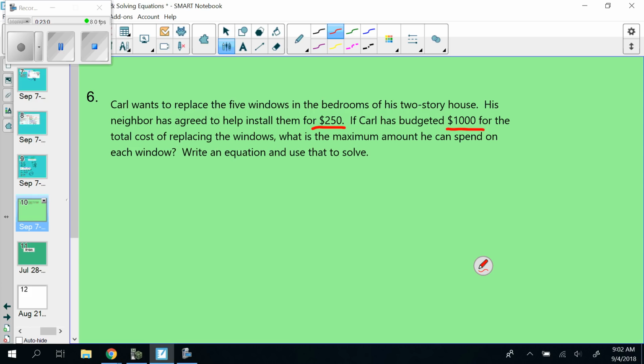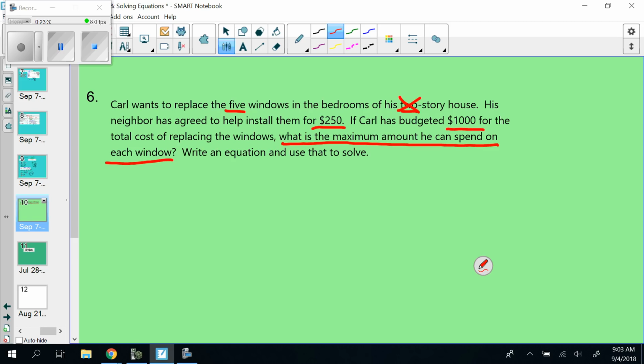A lot of times this question right here is one of the most important things, because that's telling you what they want you to find. What is the maximum amount he can spend on each window? So we know, and it looks like we missed something here, that he does need to replace 5 windows. Now there's this word 2 here. You got to be careful. That's not really important information. That's just a descriptive word of the house. So he has 5 windows that he wants to install.